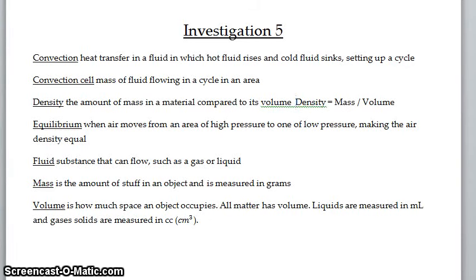Okay, we looked into investigation 5 today and density. Here are some of the vocab words that we have: convection, convection cell, density, and again, density is mass divided by volume. We have equilibrium, fluids, mass, and volume as part of our words.